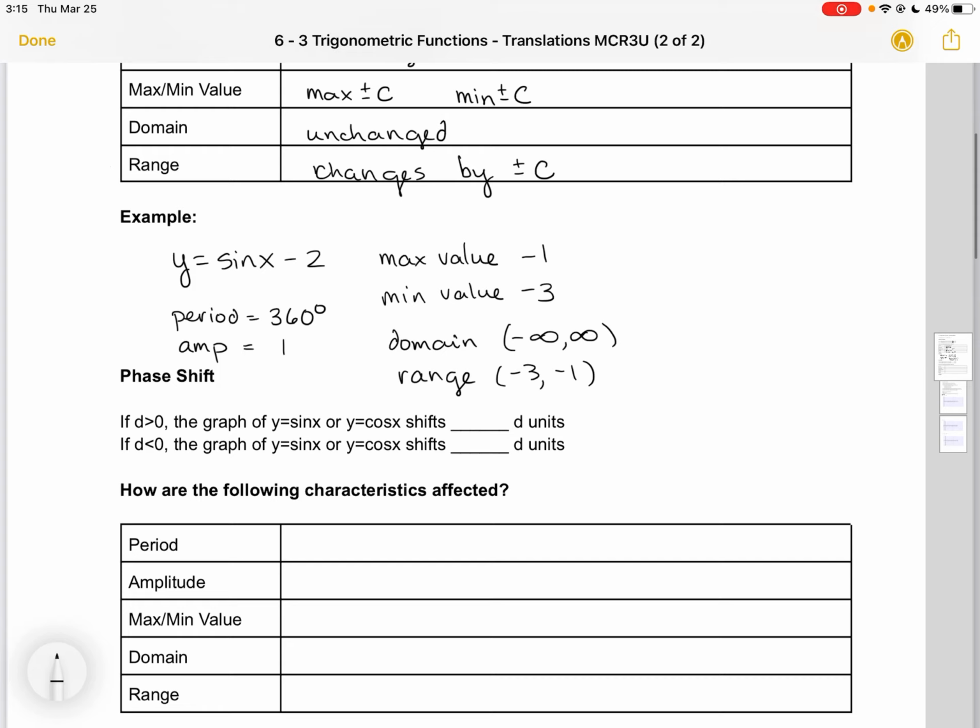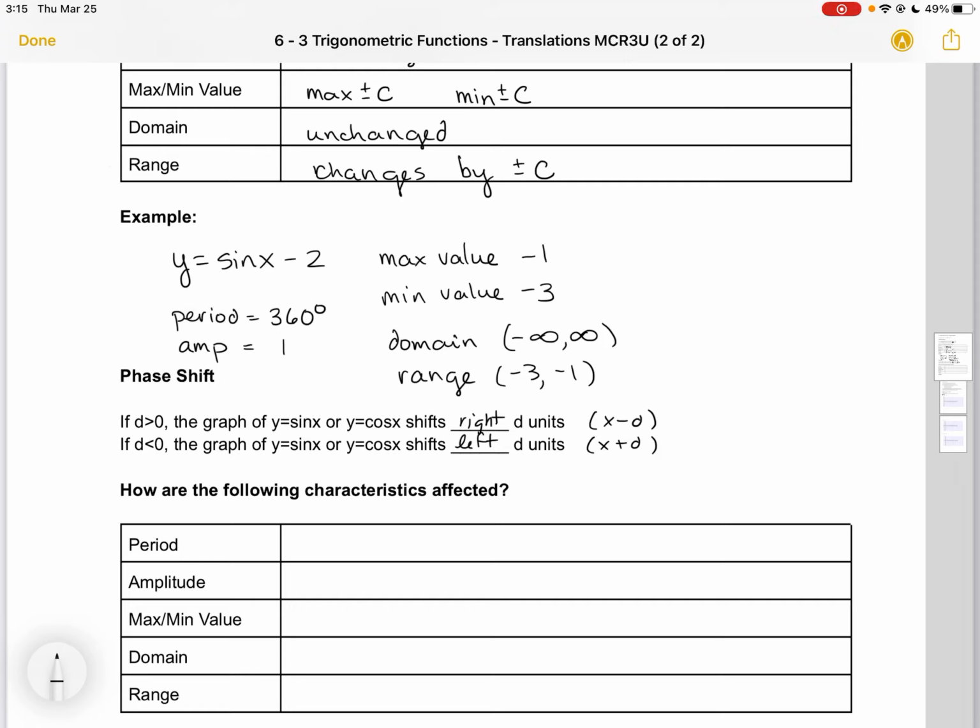Horizontally, we call it a phase shift. So if d is greater than 0, the graph is going to shift to the right. Remember, in the equation, this looks like x minus d. If d is less than 0, the graph is going to shift to the left. In the equation, this looks like x plus d.